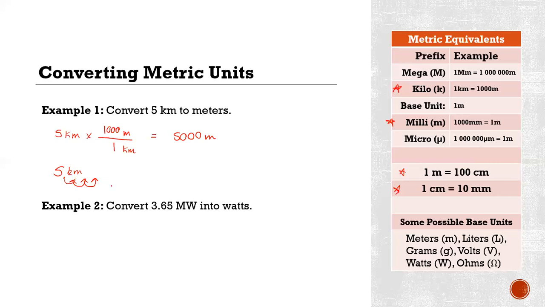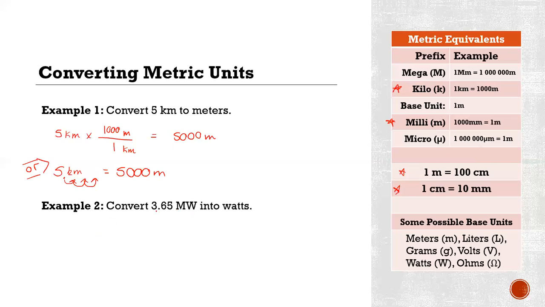The number needs to get larger because there is 1,000 of these very small meters in a kilometer. I say small meters because a meter is very small compared to a kilometer. So moving that decimal 3 places, 5 kilometers must be equal to 5,000 meters. Okay, so that gives us 2 different methods to work with. Let's do the next one.